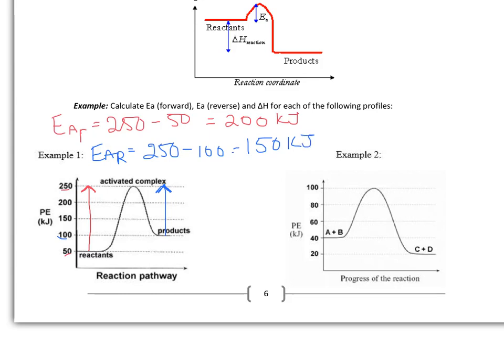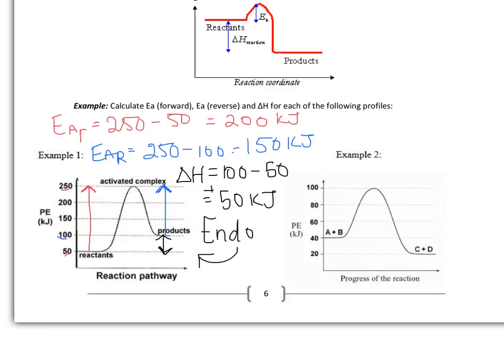Lastly, we've been asked to calculate delta H. Delta H is always between the products and the reactants, and it's always products minus reactants. The potential energy of the products are at 100, and the potential energy of the reactants are at 50. 100 minus 50 gives us a positive 50 kilojoules for the delta H. Positive meaning this is an endothermic graph. This can be confirmed by the fact that the products are higher than the reactants.